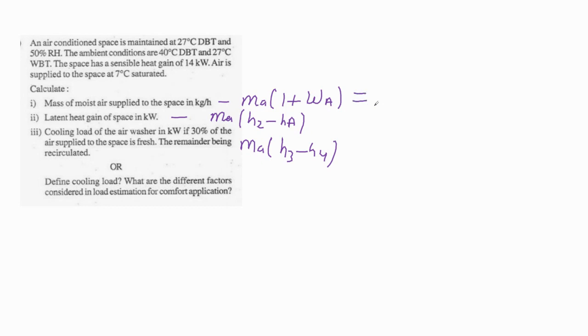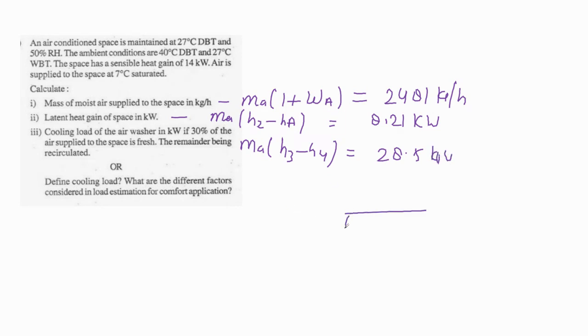Okay, so what is mass of moist air comes out to be? It comes out 2481 kg per hour. What is latent heat gain? It comes out to be 8.21 kilowatt. And what is this cooling load comes out to be? It comes out to 28.5 kilowatt. Okay, आई होप आपको ये चीज़ समझ में आई होगी.